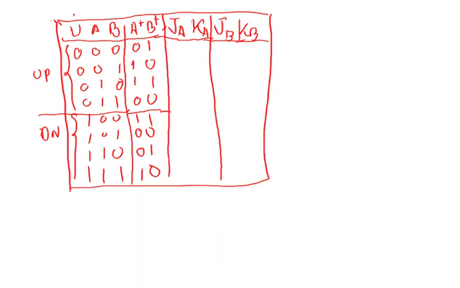So what's missing from my little remapped excitation table? And the answer is I need to know something about JK flip-flops. J, K, Q: 0, 0, 0; 0, 0, 1; 0, 1, 0; 0, 1, 1; 1, 0, 0; 1, 0, 1.